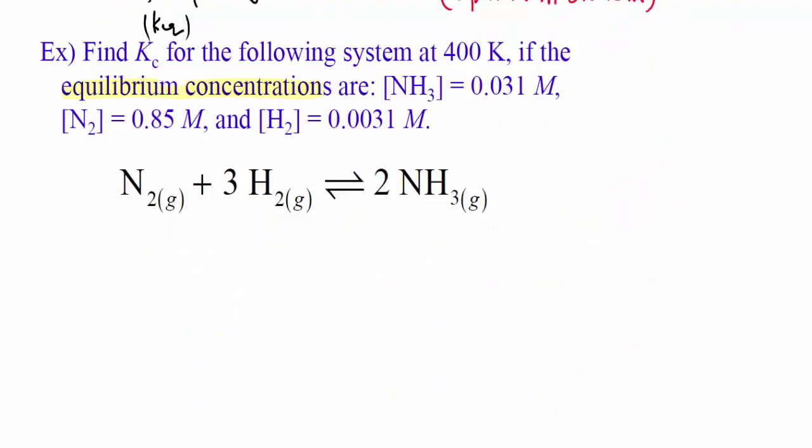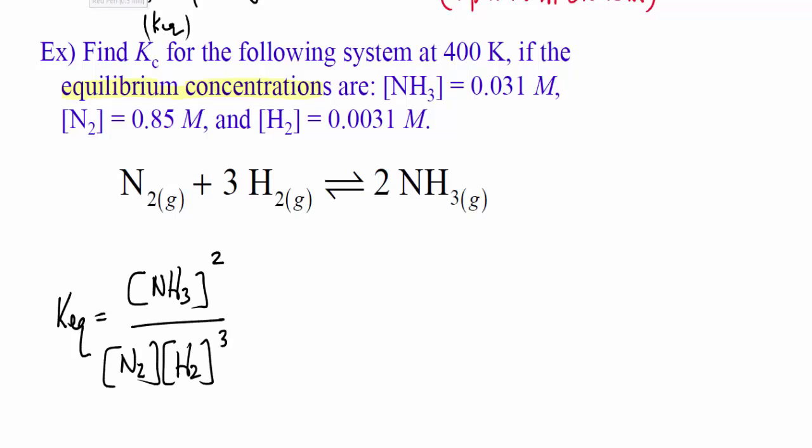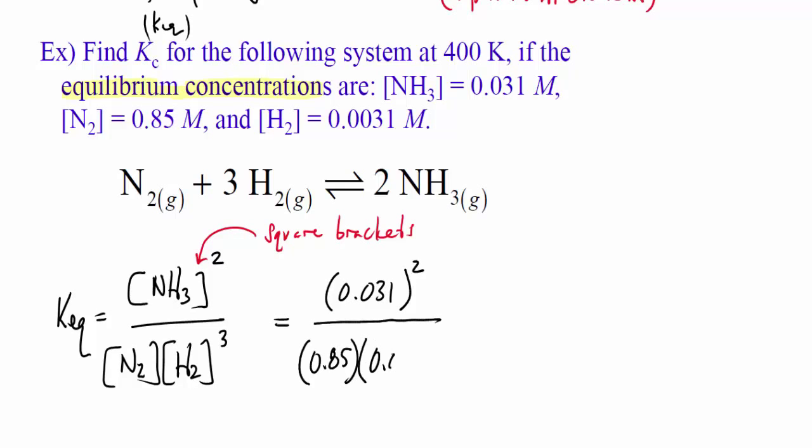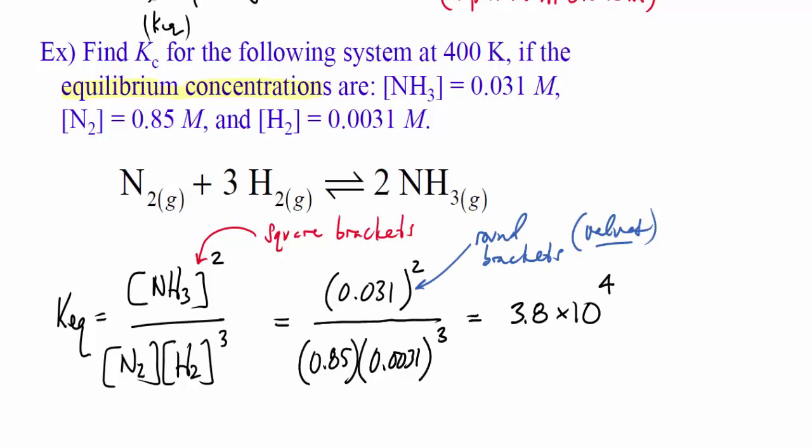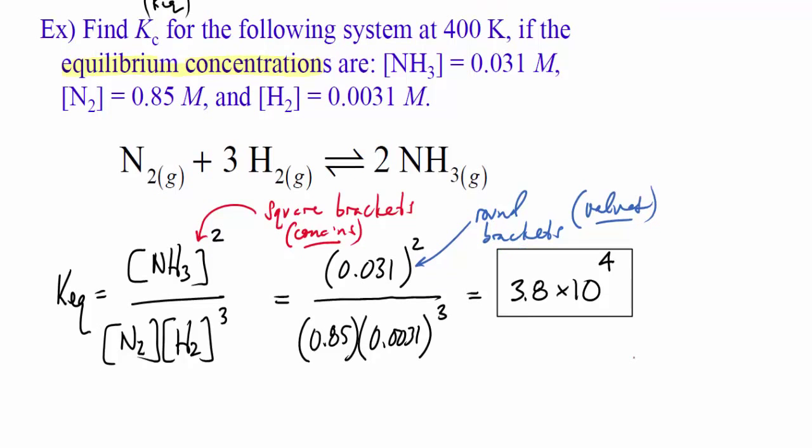So just as an example here, let's find Kc for this system. We'll write the Kc expression. The ammonia concentration needs to be squared, see the 2 there, and the hydrogen concentration needs to be cubed, see the cube in it. The square brackets mean concentration. Now with round brackets, we'll put the actual values in, and these come from the problem as stated. Then we get this value of 3.8 by 10 to the 4. Remember, round brackets are values, square brackets are concentrations.